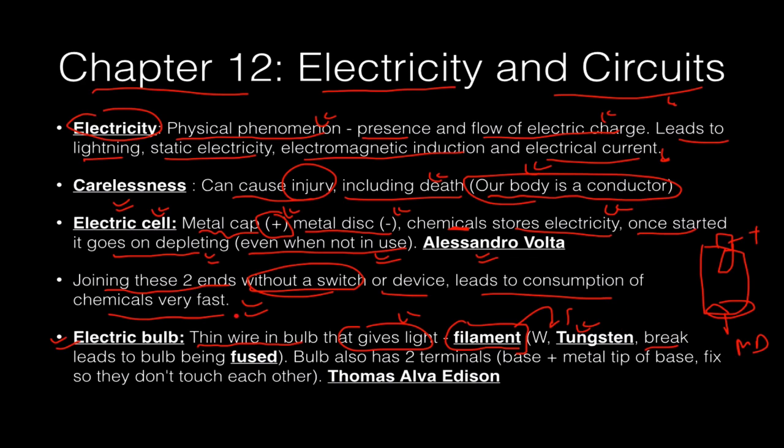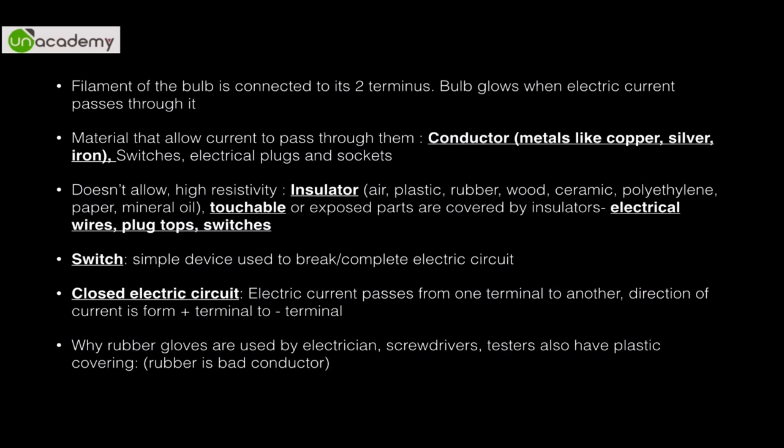While its breakage due to voltage fluctuation will lead to the bulb being fused, and then you have to replace it because the circuit will be broken and no light will be glowing. Now the bulb also has two terminals. One is the base of the bulb and one is the metal tip of this base. These are the two terminals. They are fixed such that they never touch each other, otherwise there will be a short circuit. And the bulb was discovered in part by Thomas Alva Edison.